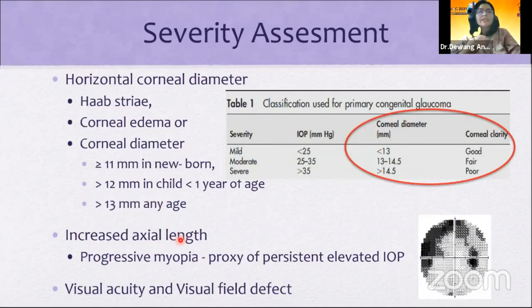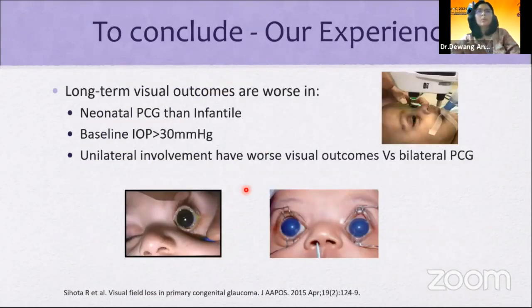Patients presenting with an increased axial length, again, is a proxy that the IOP has been elevated, and they usually have a more severe disease at presentation. Lastly, the visual acuity and the visual field defect. Once we see changes in the structure, there is definitely damage to the function, and the visual field defect, as we classify in adults per the Hodapp-Parrish-Anderson criteria, can be defined, and depending on the changes in the visual field defect, we can classify them as mild, moderate, and severe.